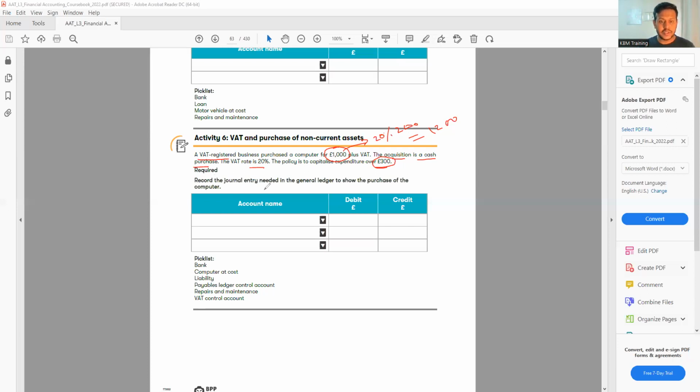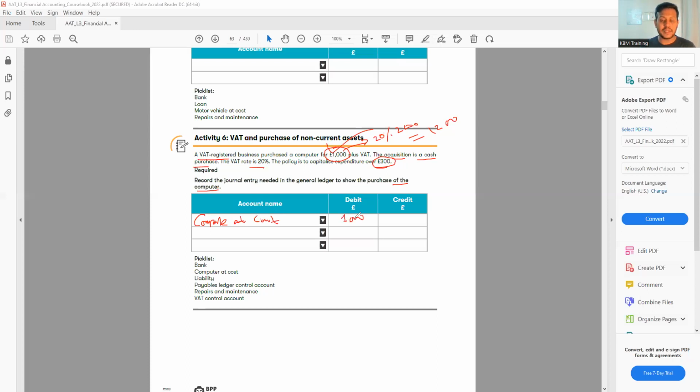Record the journal entry needed in the general ledger to show the purchase of the computer. Okay, so very important. Now how much cost am I going to show? I'm going to show 1,000, not 1,200, because the VAT is not the cost for me. So I said computer at cost. Computer at cost. That is 1,000.